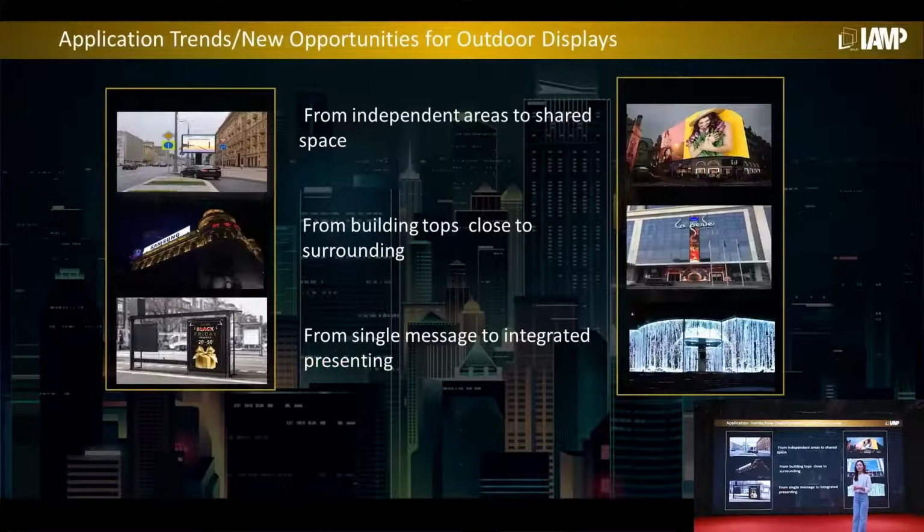Okay, let's see the pictures. You can see 6 pictures on the board. From independent areas to shared space, from building tops close to the surroundings, and from single message to integrated presenting. You can see the left picture, right? It is applied as an advertising billboard. When you're going around the street, you can always see the advertising billboard as a separate, shared area space. And at the right picture part, you can see it.